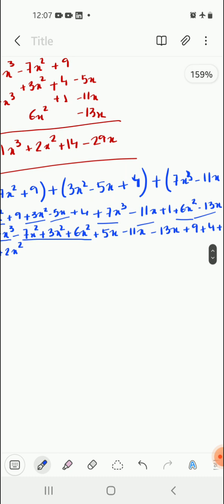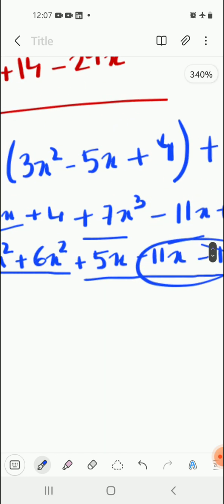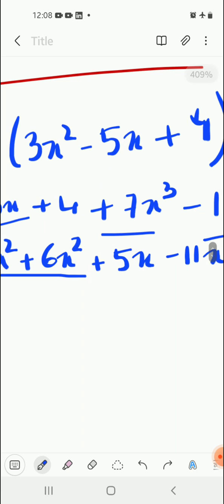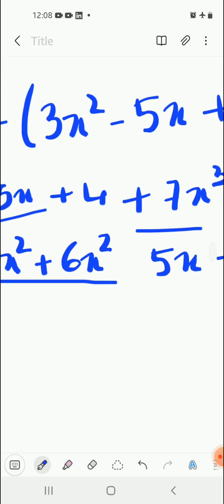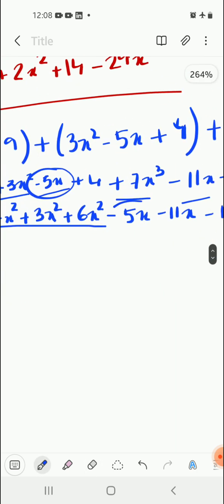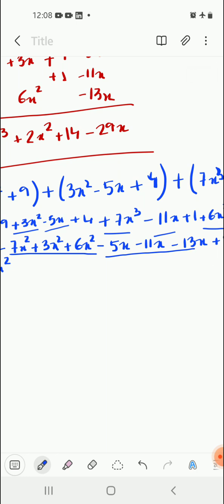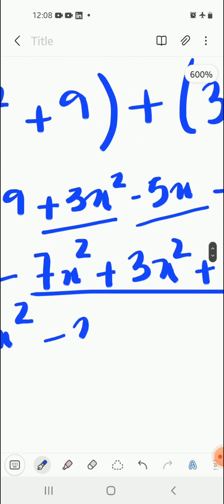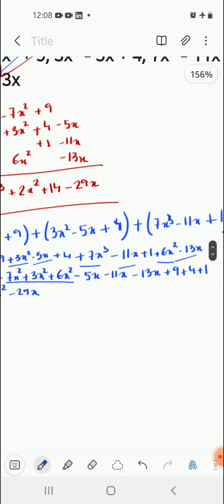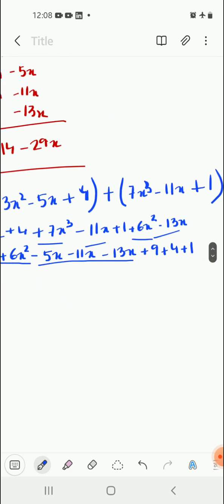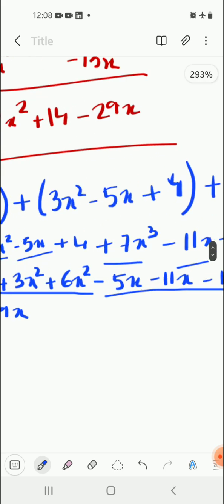Now only x's. So 5 plus 11 plus 13. Over here it will be minus 5x because there was minus given here in the question, minus 5x. Therefore, because they are all negative numbers, we're going to add them. So 5 plus 11 plus 13 becomes 29, and the minus sign prevails. So minus 29x. Lastly, we are left with the constants, 9 plus 4 plus 1. So it becomes 10 plus 4, 14.